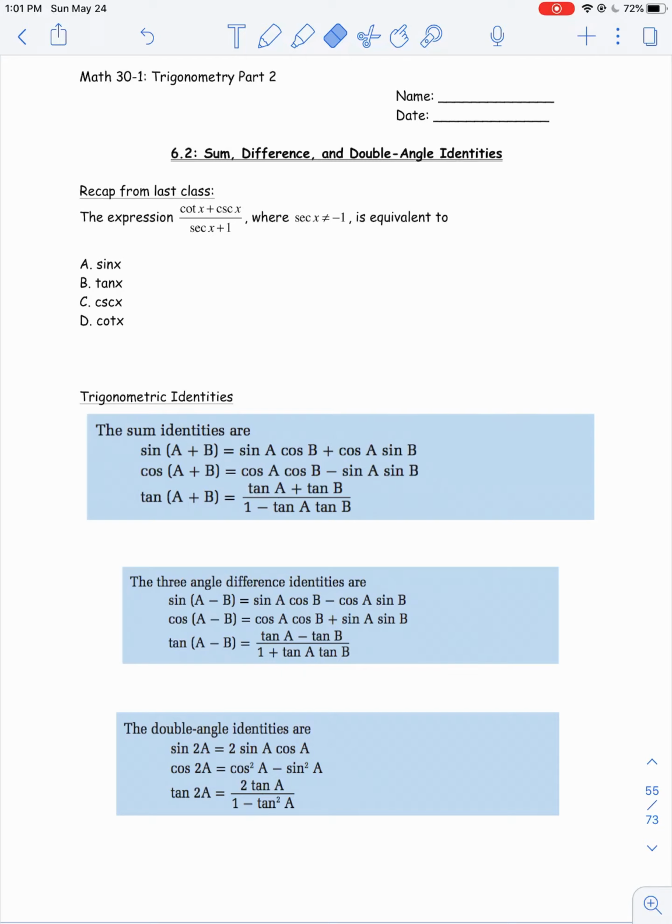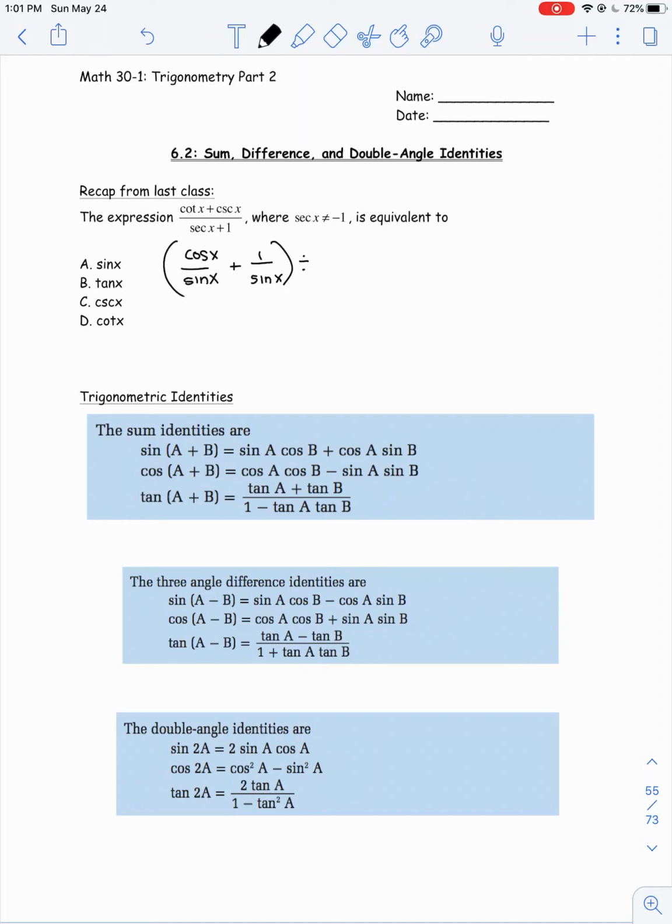We know that secant x is not allowed to equal -1. That's just the non-permissible value. We'll start by writing cotangent as the reciprocal, which would be cos x over sine x, plus 1 over sine x, which is the same as cosecant x. And that's going to divide by the bottom, which is secant x plus 1.